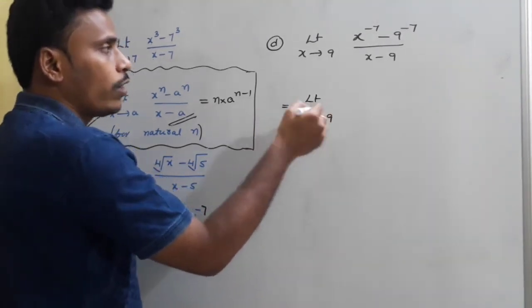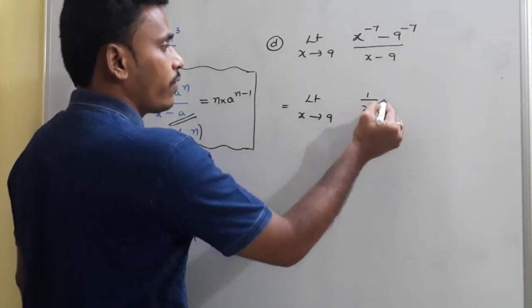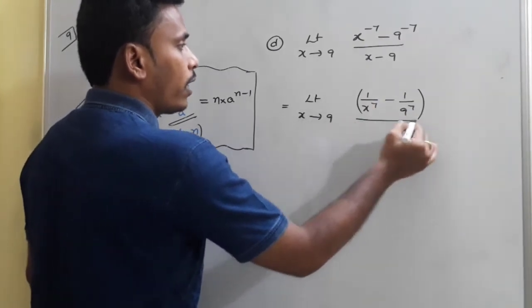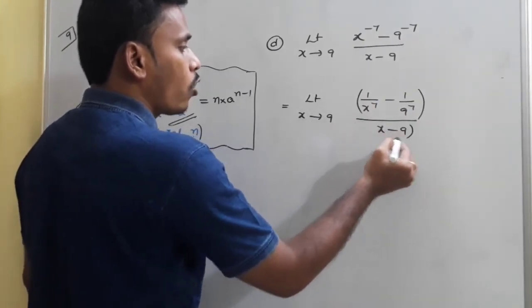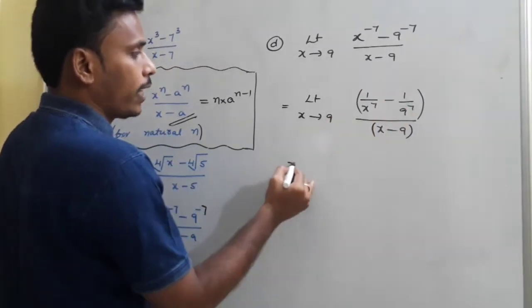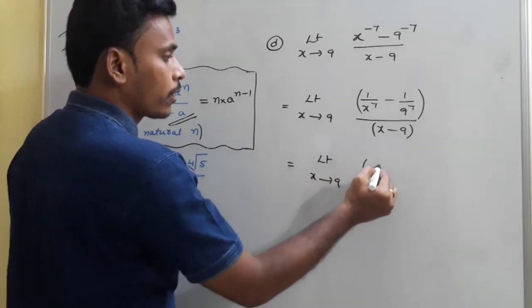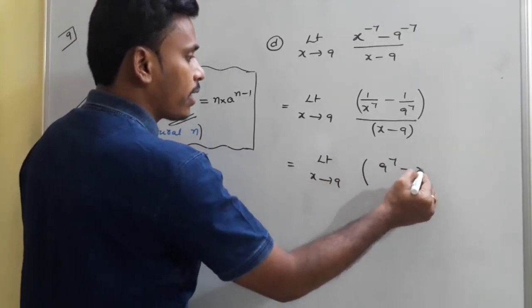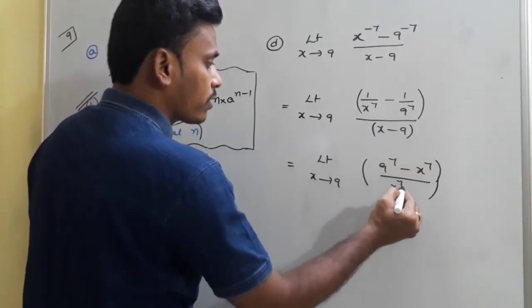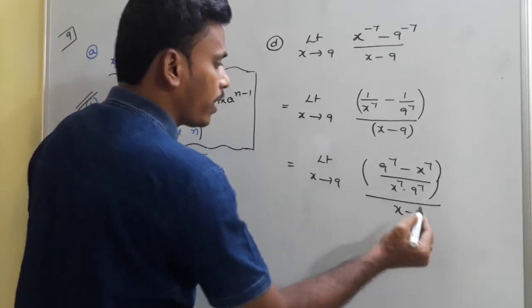I do it in this way, not with y, I do it in another way. Limit x tends to 9, this is 1 by x power 7 minus 1 by 9 power 7, divided by x minus 9. Is it right? And then just do the LCM. What will happen? Limit x tends to 9, 9 power 7 minus x power 7 divided by x power 7 into 9 power 7, and the whole thing is divided by x minus 9.